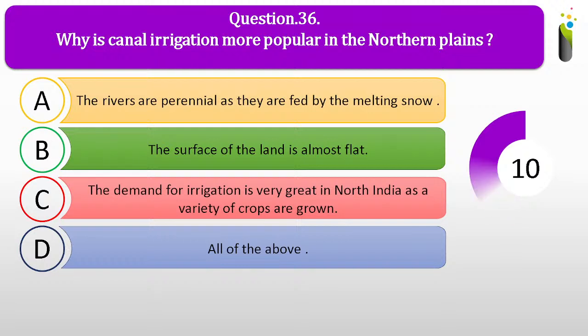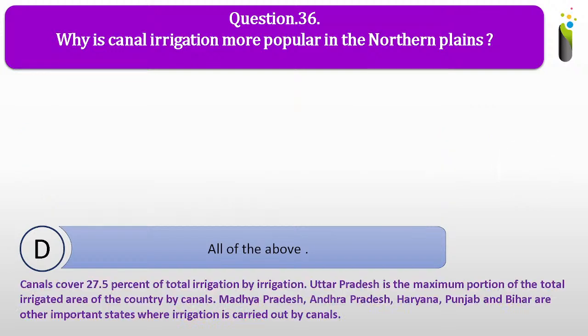And the correct answer for this question is D, all of the above. See, canals cover 27.5% of total irrigation. Uttar Pradesh has the maximum portion of the total irrigated area of the country by canals. Madhya Pradesh, Andhra Pradesh, Haryana, Punjab, and Bihar are other important states where irrigation is carried out by canals.